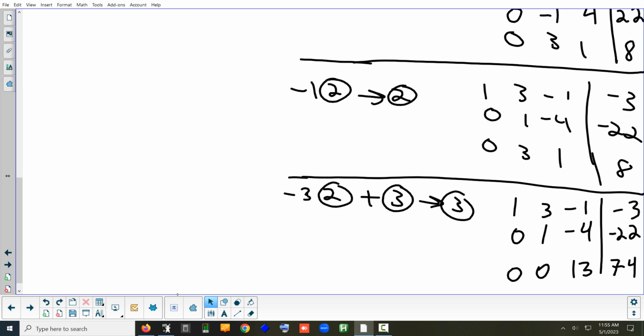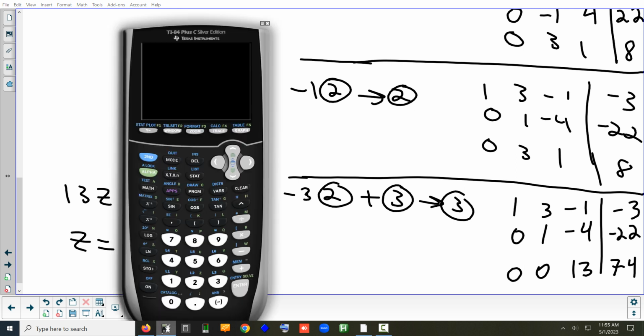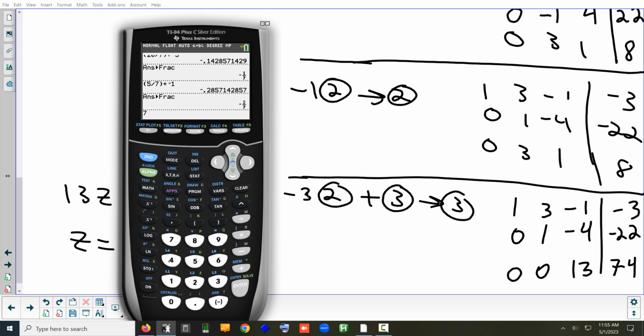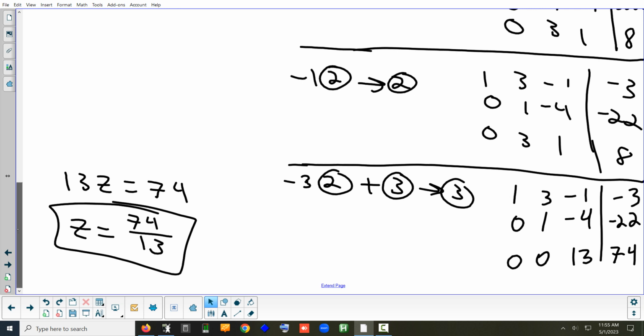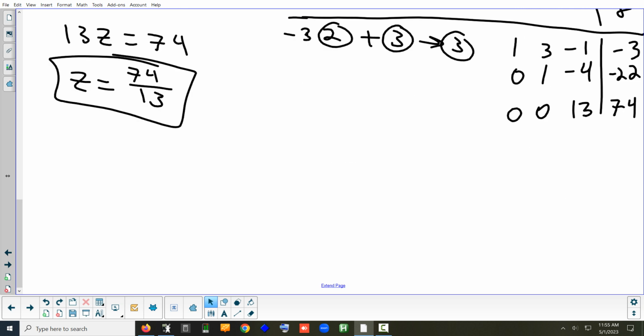That 13z equals 74. So z equals 74 divided by 13. We're just going to have to leave it as 74/13. So this is one that is a fraction. Okay, what does my second row tell me?